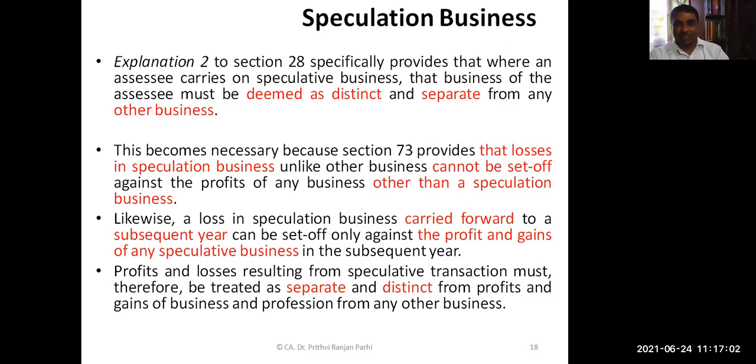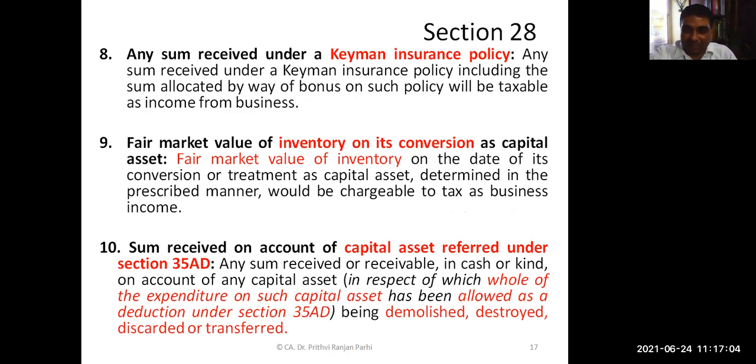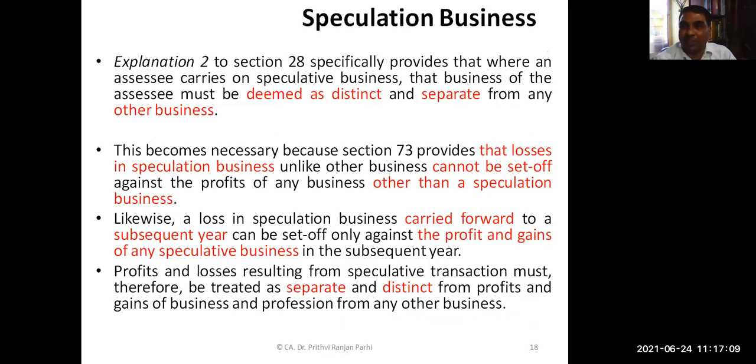Okay, so these are the list of items which are included under section 28. In this context, friends, we also need to understand one more concept, that is the concept of speculation business. If you refer to section 28, there is an explanation, Explanation 2. In the previous class, I had shown you that explanation also.